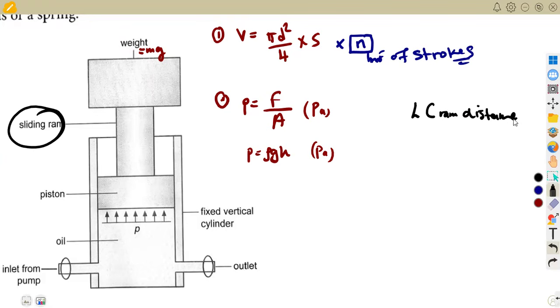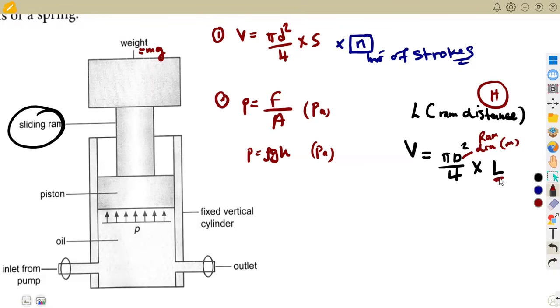They are also going to need you to understand about the volume of the machine. The volume of the machine is given as pi d squared over 4 times the ram distance. You can even use H, the one that we've been using before. It's fine. D is the diameter of the ram, measured in meters, and L is the distance moved by the ram, which is the ram distance. All right, so that's what you can have there.